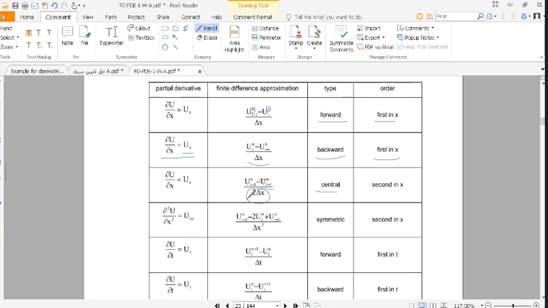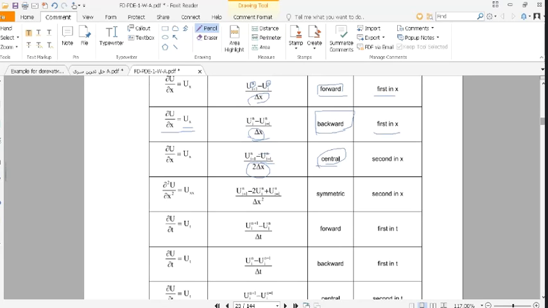2 delta x is used for central finite difference. In forward and also backward finite difference, we have delta x, but in central finite difference, we have 2 delta x. The order of error in this formula is second. Forward and backward, the order of the error is first, but for central, the truncation error is second.